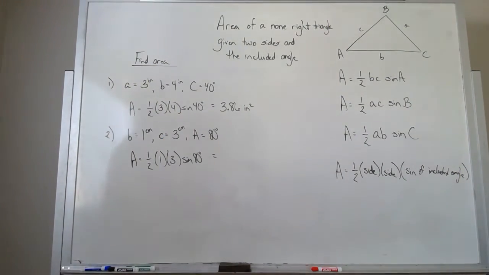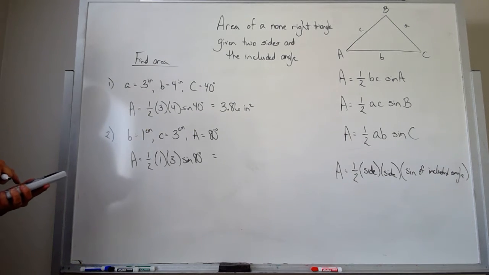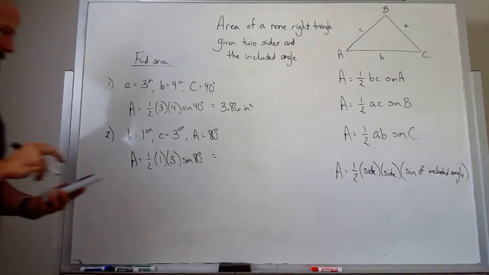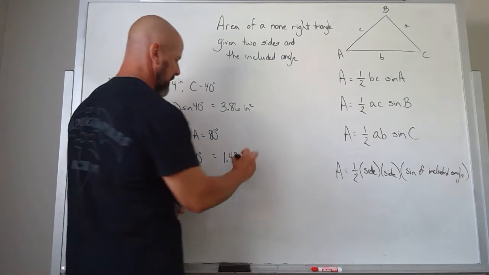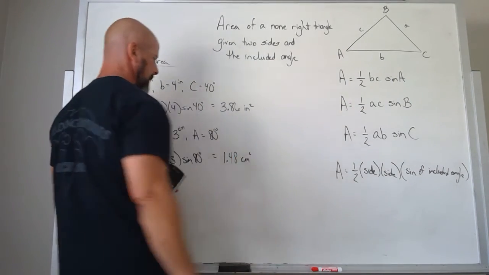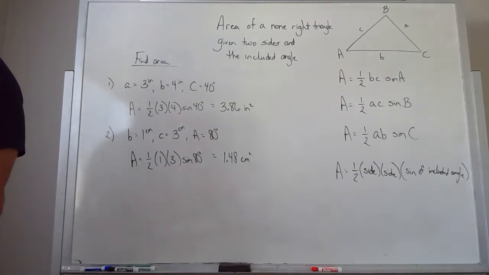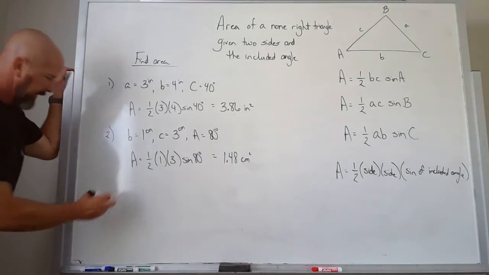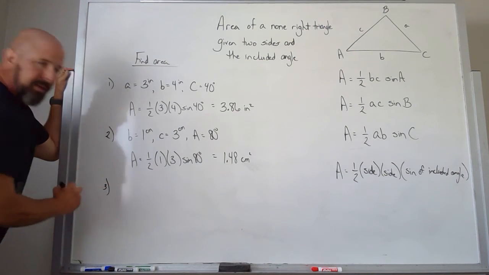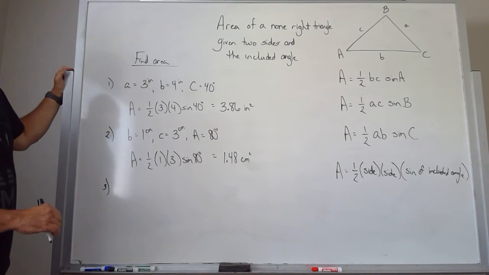So here we would have 1.48. Again, I just went to the nearest hundredth, centimeters squared. Now let's change our look a little bit. I'm going to stay in degrees, no real reason other than my calculator sitting in degrees.